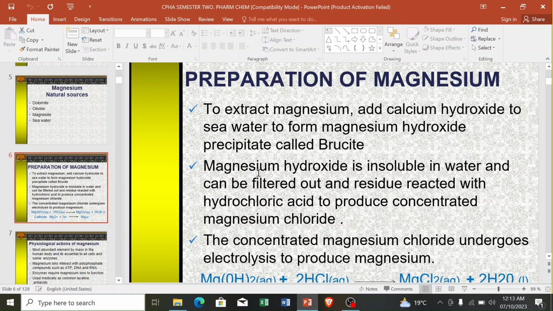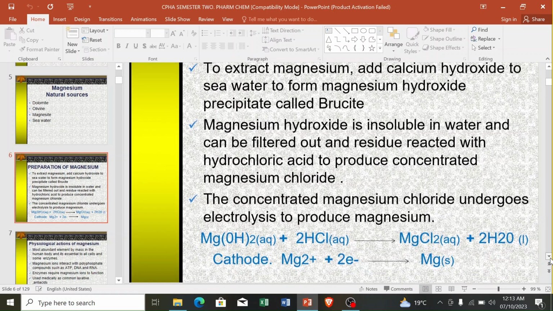To extract magnesium, add calcium hydroxide to seawater. So we are manufacturing magnesium from seawater, to form a magnesium hydroxide precipitate. Magnesium hydroxide is insoluble in water and can be filtered out, and the residue reacted with hydrochloric acid to produce concentrated magnesium chloride. The concentrated magnesium chloride undergoes electrolysis to produce magnesium. This is how we prepare magnesium.